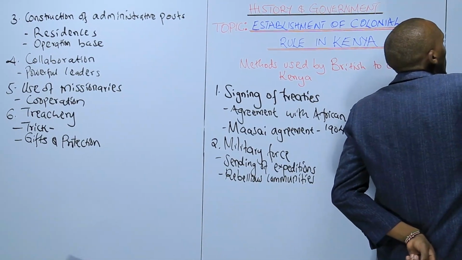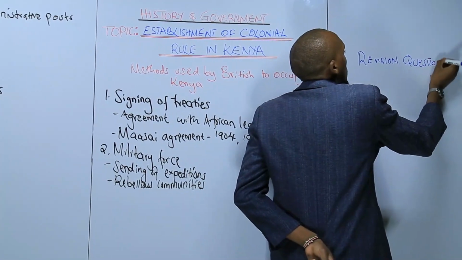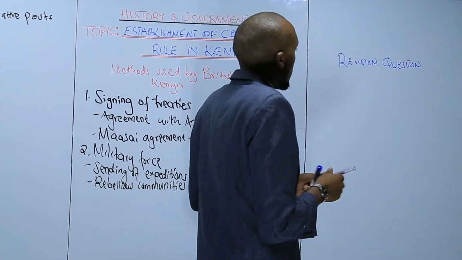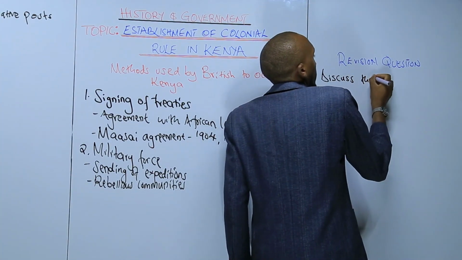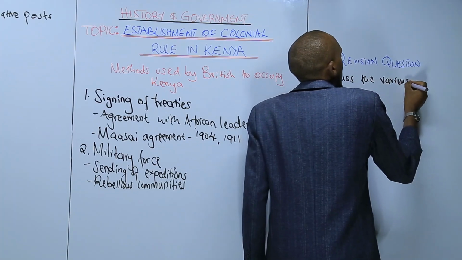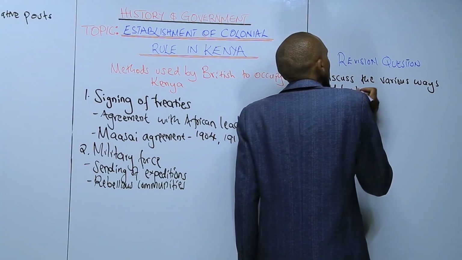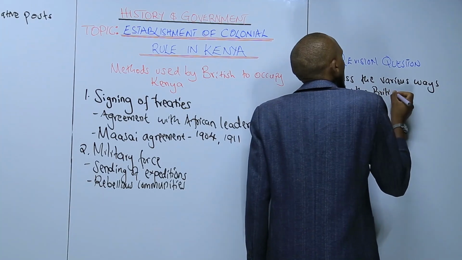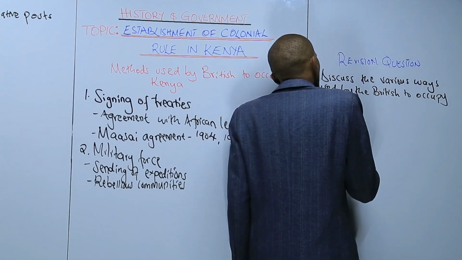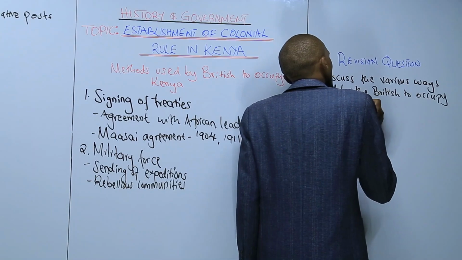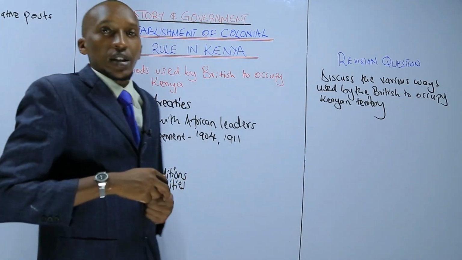So as we come to the end of our lesson, are you able to attempt this question? A revision question. The question is, discuss the various ways used by the British to occupy the Kenyan territory.